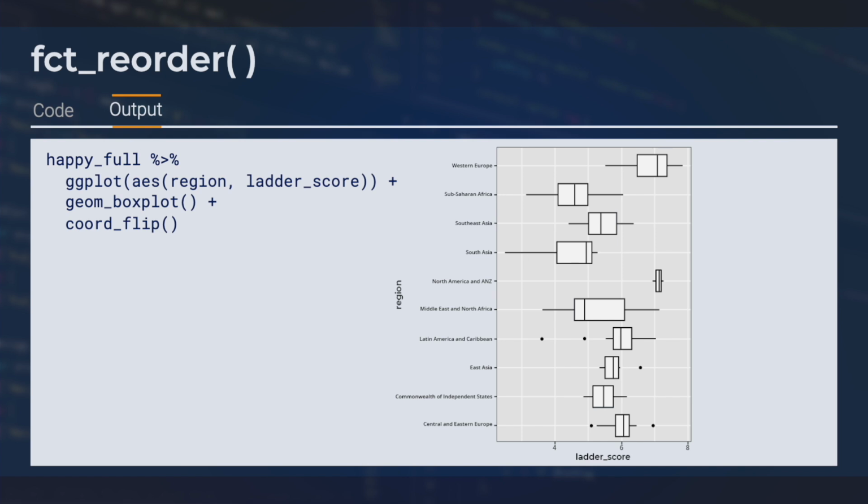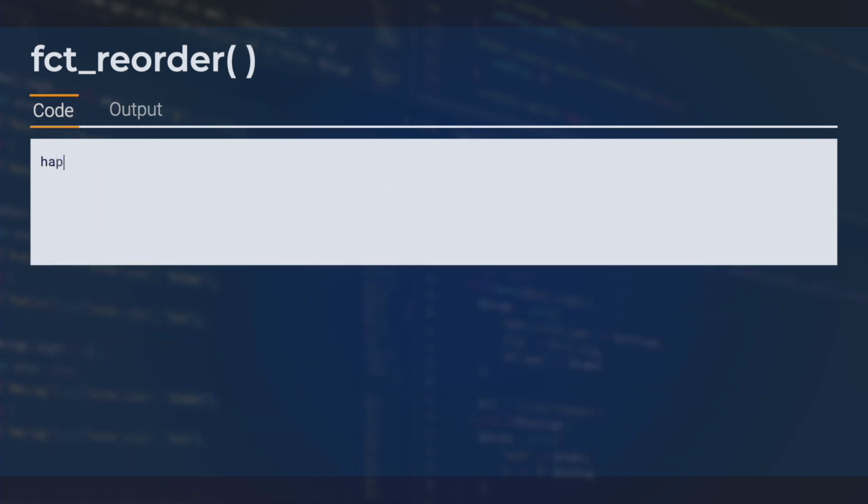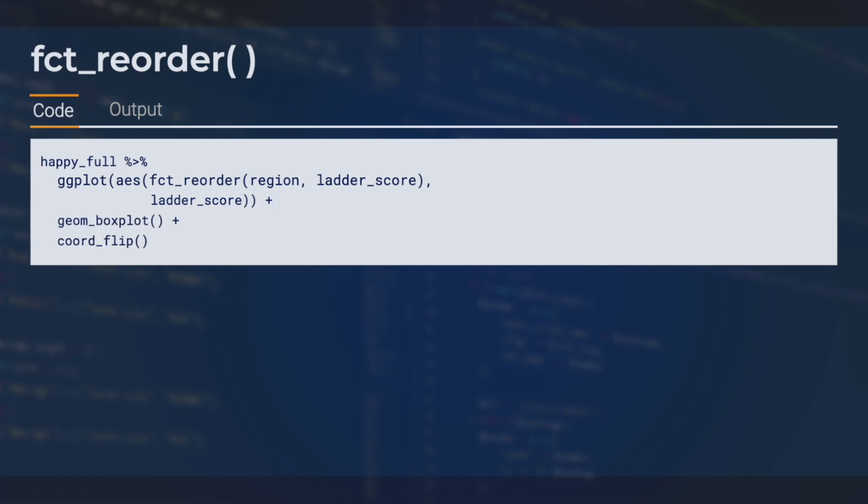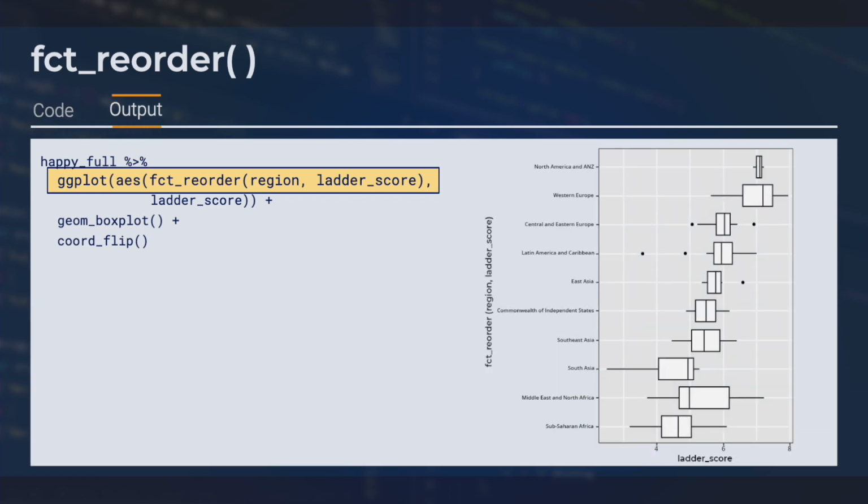It would therefore make more sense to reorder the box plots in ascending or descending order of median value. We can easily do this by using fct_reorder. We directly apply it to the region variable within our ggplot code. The second argument of fct_reorder is ladder score. And this means that we are telling R to reorder the region variable in ascending order of the median ladder scores for each region. Looking at the output, we now see that the box plots are arranged in a manner that makes it immediately clear which regions have the highest and lowest median ladder scores. And it's also now a little easier to compare the ladder score distributions between regions.